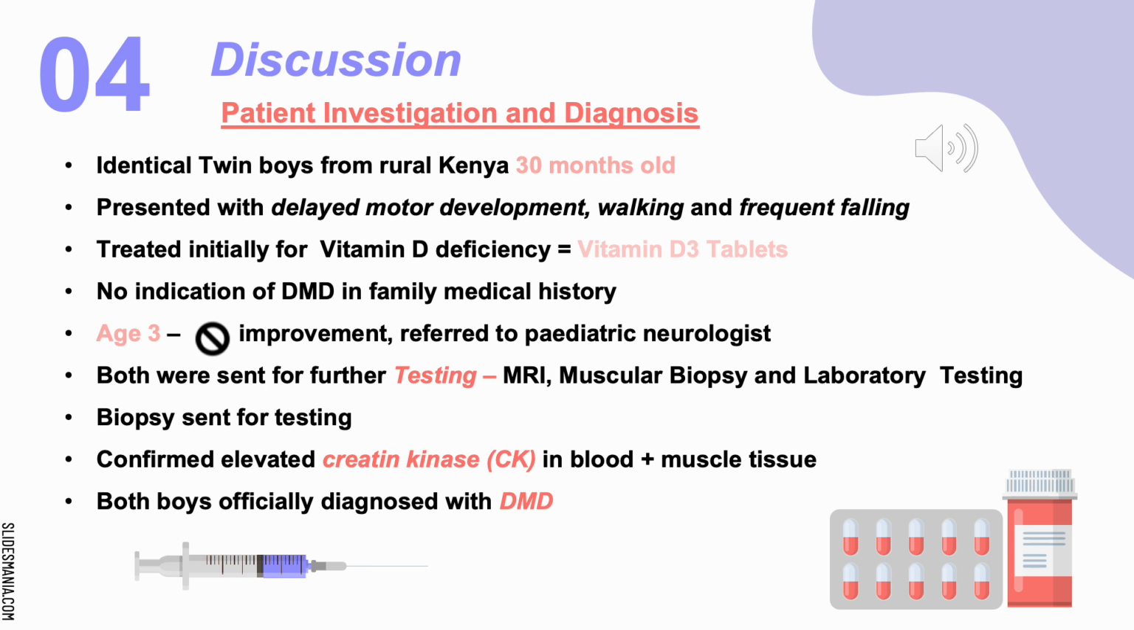Once both boys worsened by age 3, experiencing labored breaths, continued falling, and difficulties walking, their medical history was re-evaluated. There was still no link to DMD in their family history. The pediatric neurologist then requested the twins to have MRIs and laboratory testing done aligning with the diagnostic pathways for DMD. The laboratory testing presented elevated CK levels and a biopsy was performed to confirm the diagnosis of DMD.